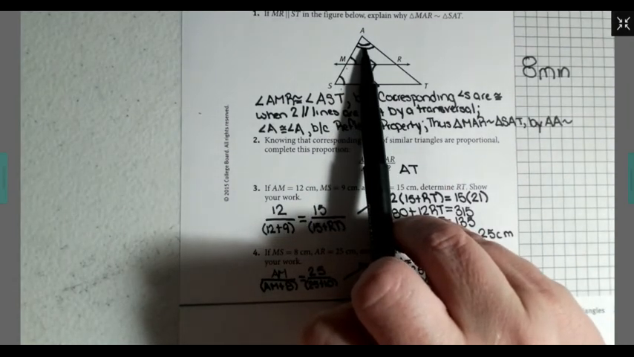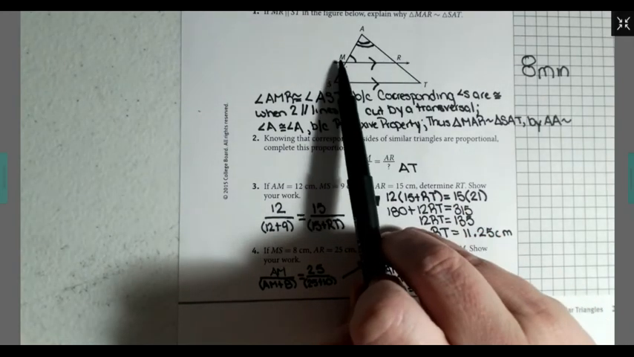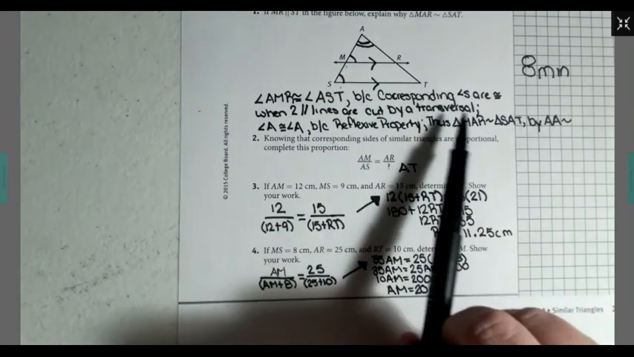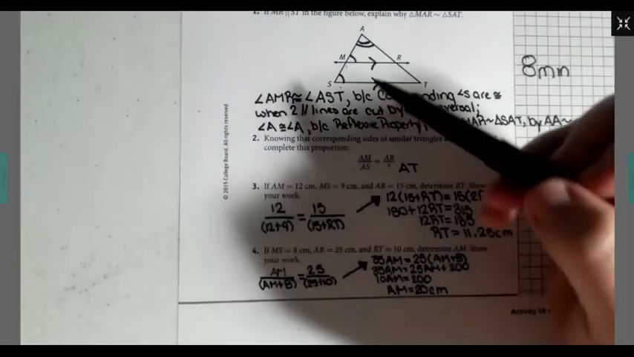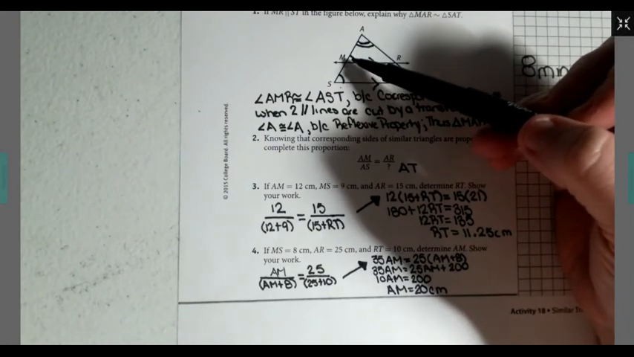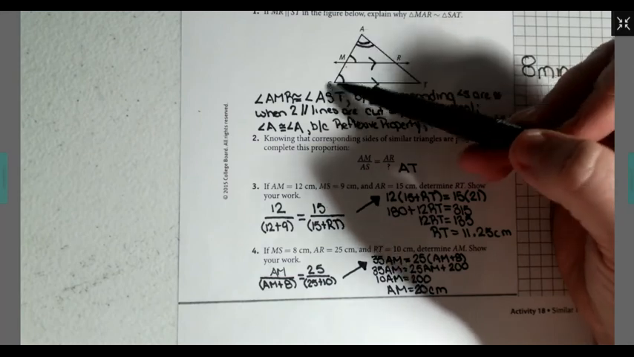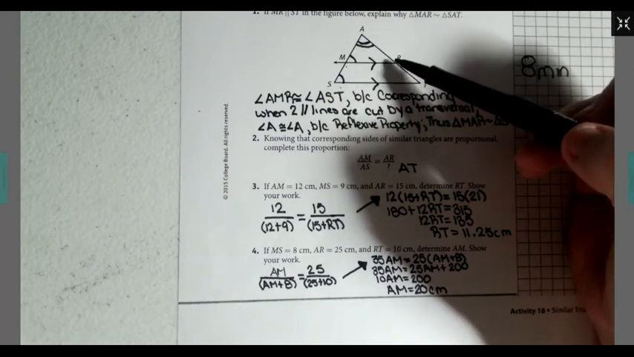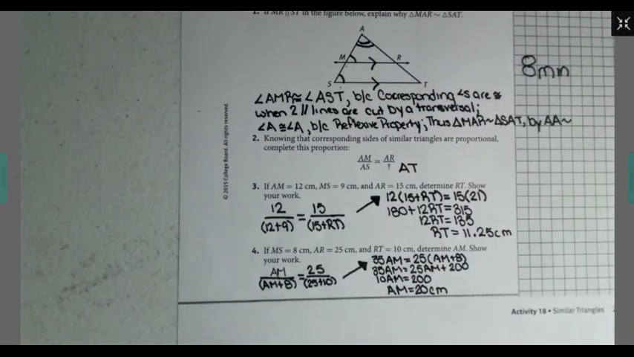So I stated that. Well, I know that two angles of MAR are congruent to 2 angles of SAT, so I can state by angle-angle similarity. Well, here in question 2, it says AM over AS, so small triangle to large triangle, is equal to AR, which is in the small triangle, over AT, which is in the larger of the 2 triangles.